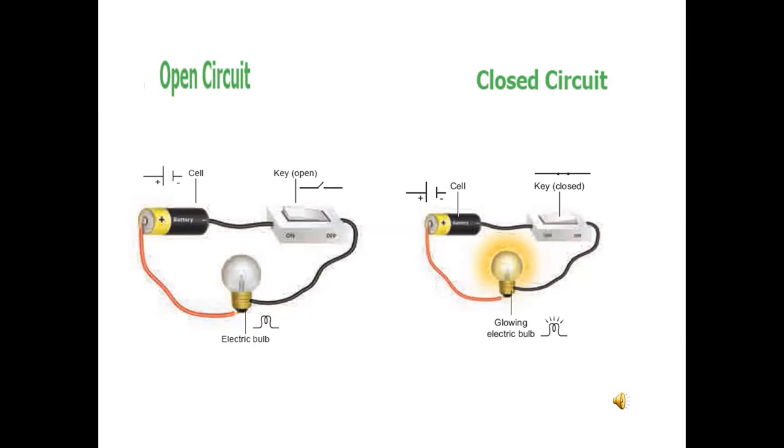Next, closed circuit. In a circuit, if the key is in closed, that means on condition, then electricity will flow and the circuit is called a closed circuit. In the closed circuit, the bulb will glow. See this second picture, closed circuit, the cell, battery and key. Key is the symbol, closed key symbol, and the bulb will glow in a closed circuit.